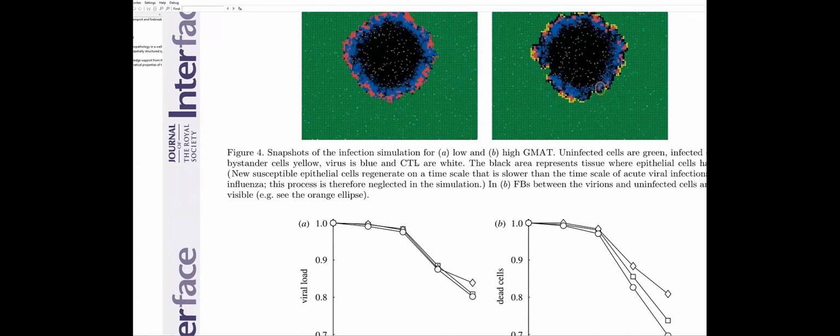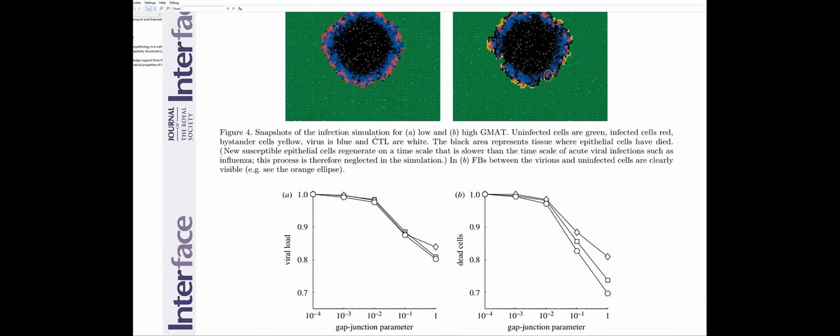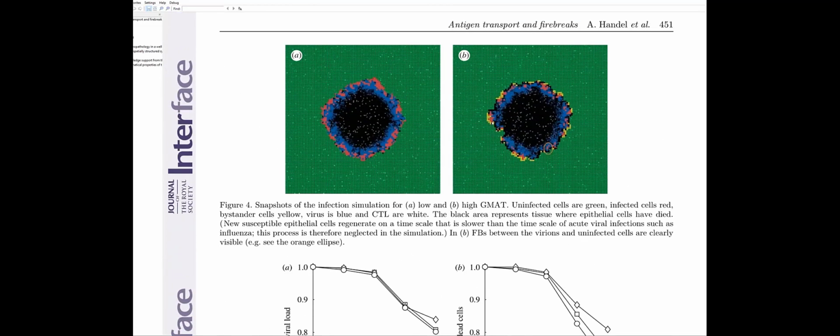And then what we found with the spatial model is that now these gap junctions are actually a good idea, that transport of antigen from one cell to the other can actually reduce both virus load and the total number of dead cells you get. So I pulled that up because it's an example of an individual-based model.